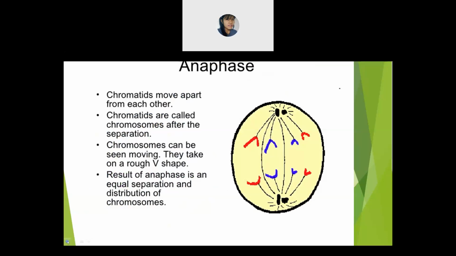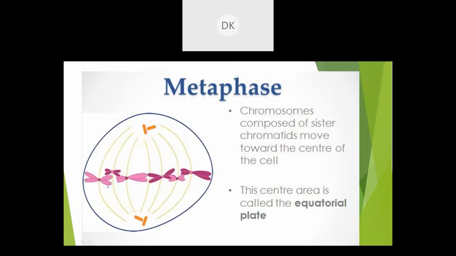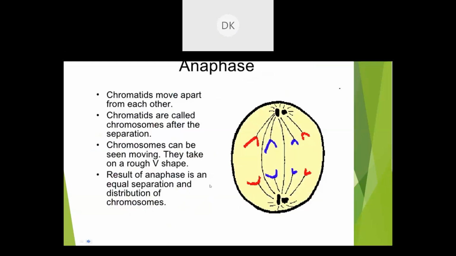Before it was 4, 1, 2, 3, 4, isn't it? But now you will get only 2 because they are separate now, ready to divide. They will now move to both sides, to opposite sides, this side and this side. They are now preparing themselves in order to separate themselves. And the structure of these chromatids will now come as a V.